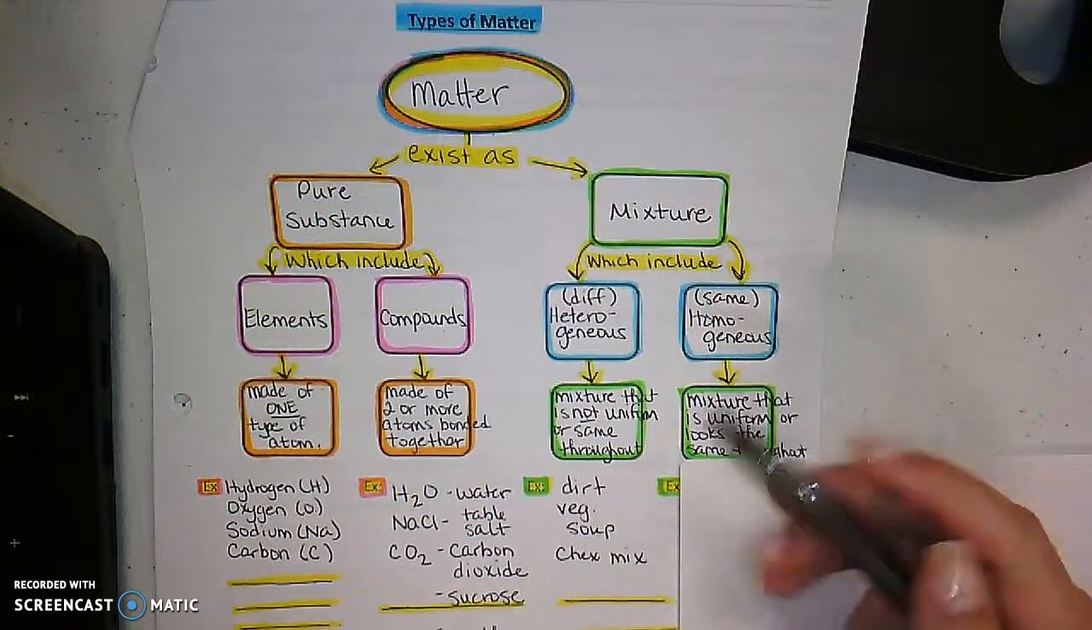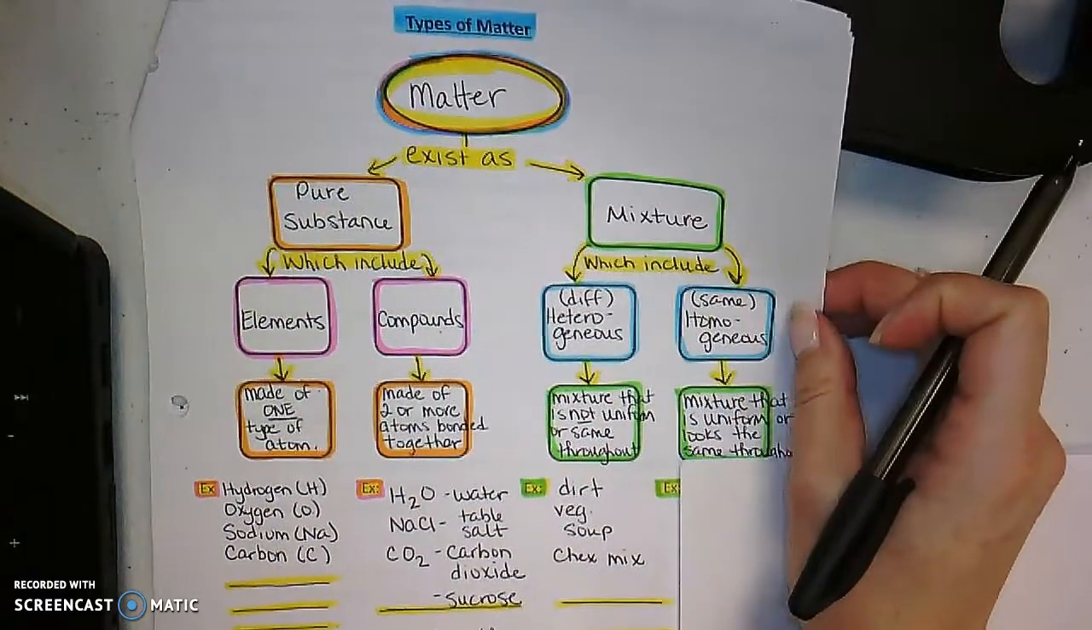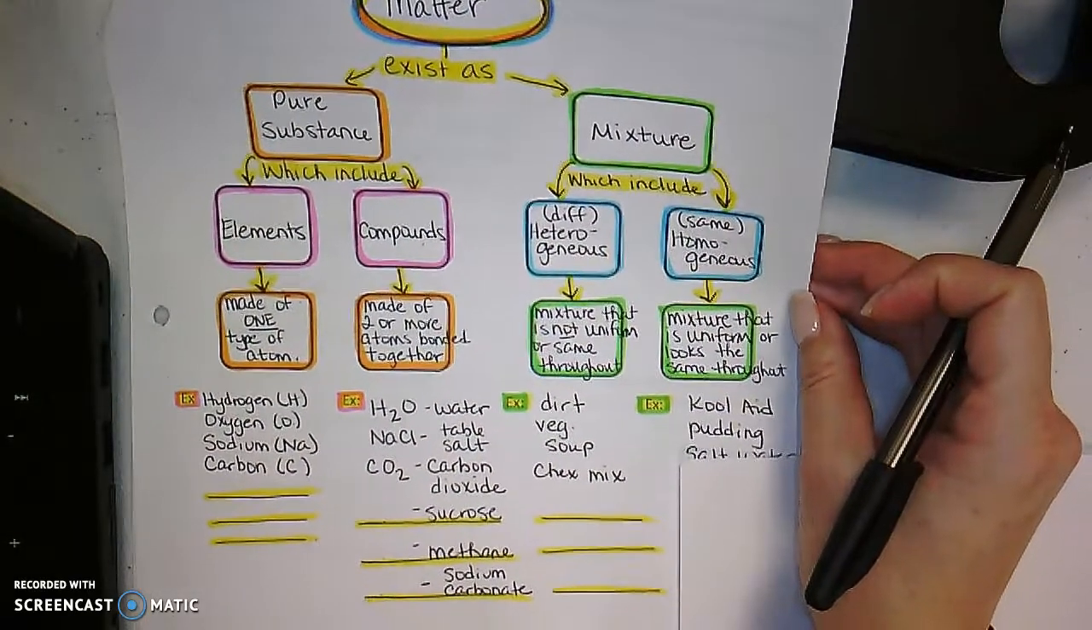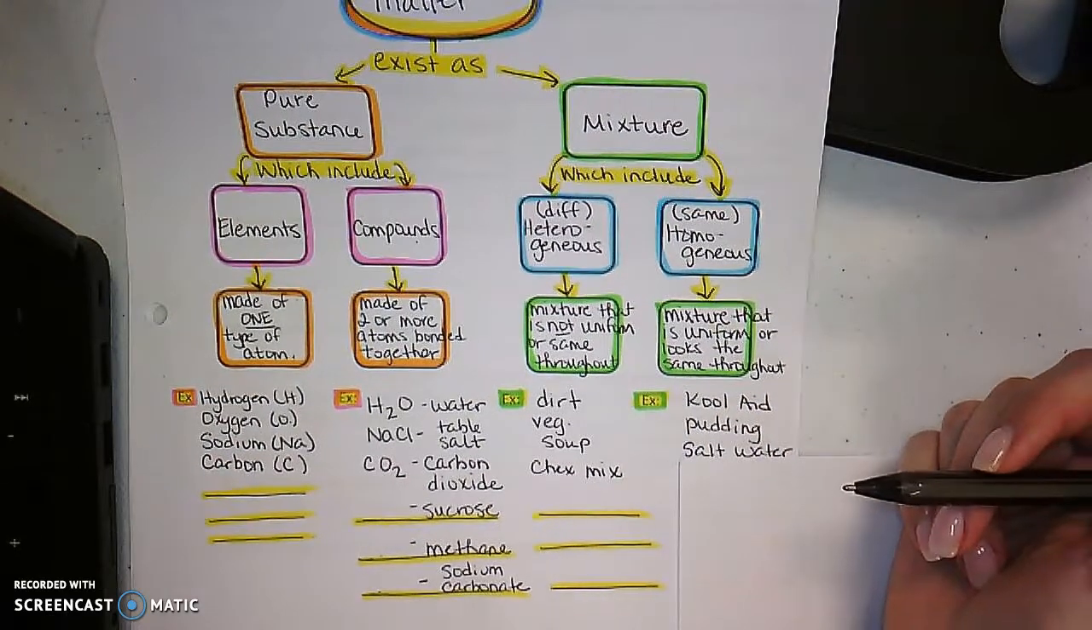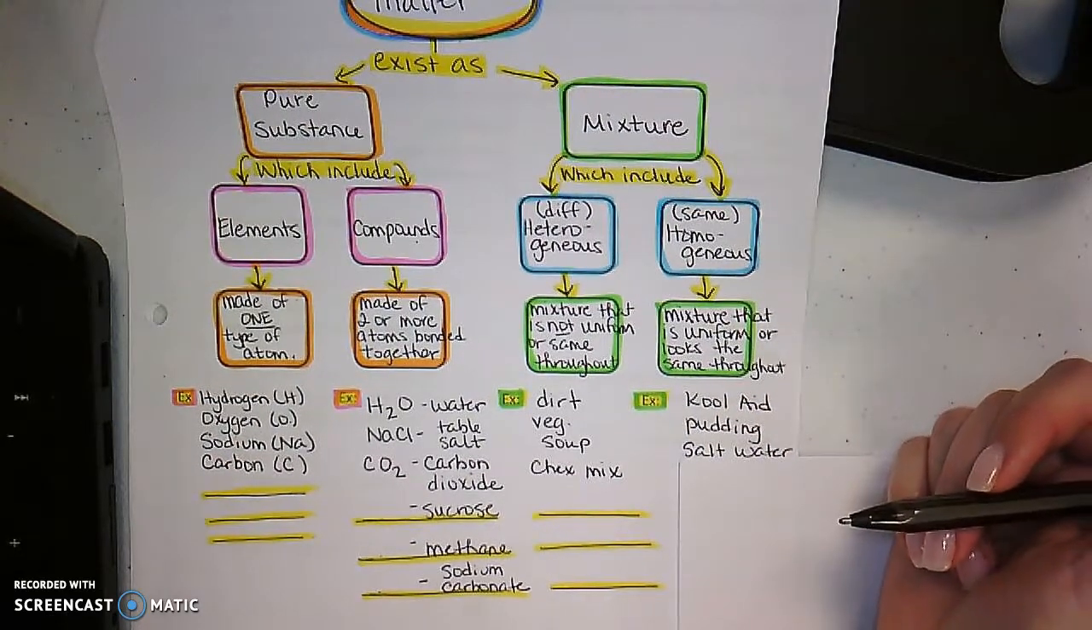Then I'd like for you to use your Chromebook and look up 3 other heterogeneous mixtures that we've not mentioned and add those in your notes.